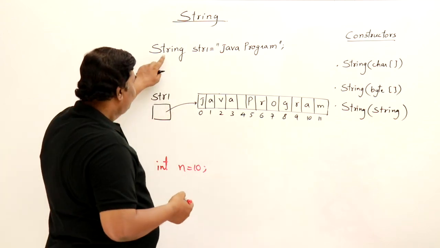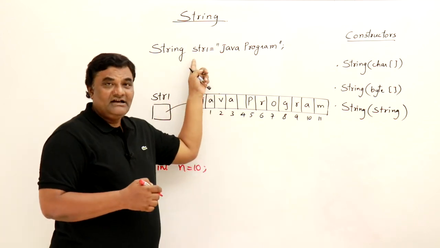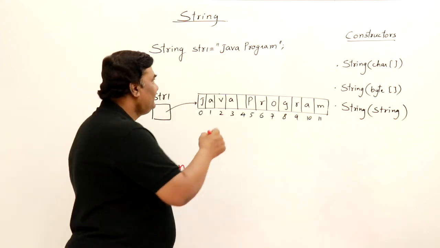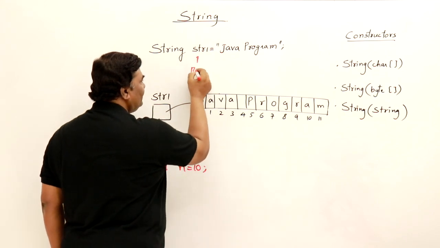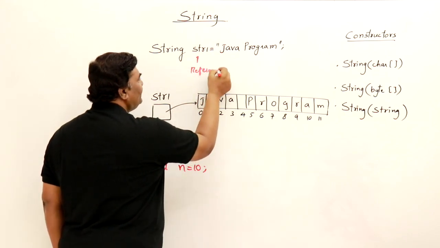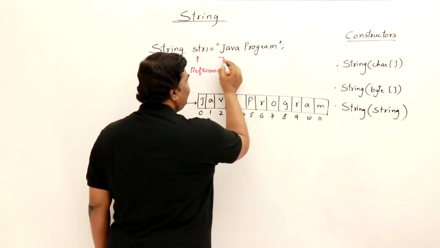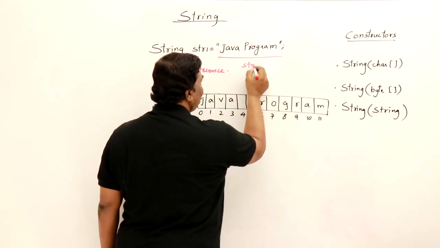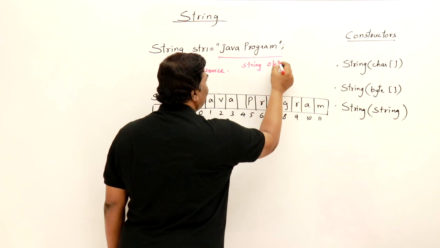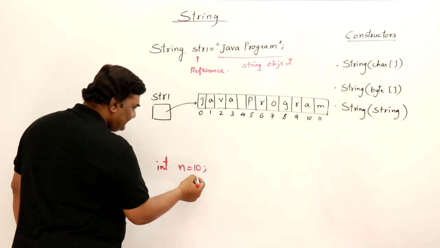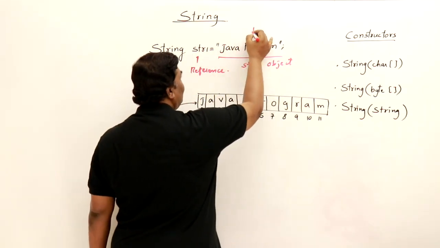So in the same way, String is a class name here, str1 is a variable, but we call it a reference. So variables of type objects, we call them references. And this is a string object. Alright. But as I said, this is a literal. So yes, this is also a literal.